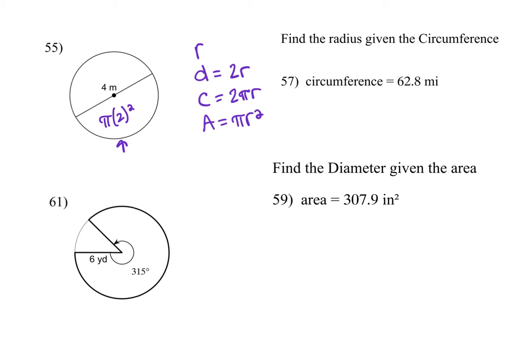If they give you the circumference and they want the radius, the circumference is 2 pi r. Divide both sides by that 2 pi.